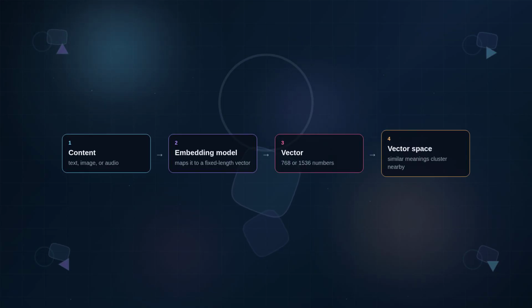Here is the property that makes the whole idea work. The model is trained so that content with similar meaning produces vectors that sit close together, and content with different meaning produces vectors that sit far apart. You can picture each vector as a point in a space with hundreds of dimensions. We cannot draw hundreds of dimensions, so on screen we flatten it to a simple scatter, but the intuition holds. Similar things cluster together, while different things spread far apart. Search becomes the act of finding the nearest points.